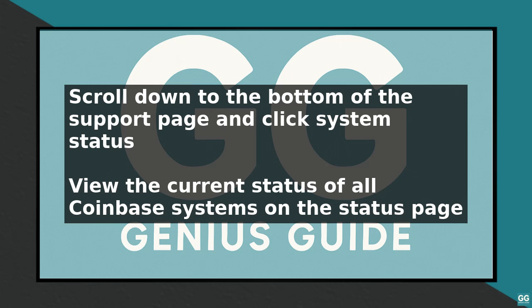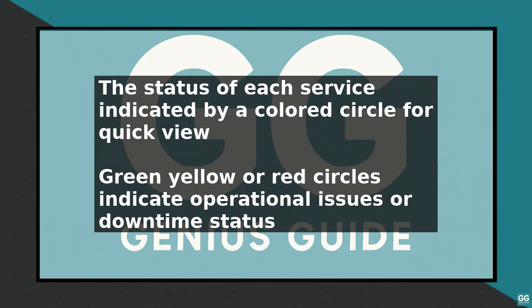The status of each service will be indicated by a colored circle, with green indicating that the service is operational, yellow indicating that the service is experiencing some issues, and red indicating that the service is down. You can also view a history of past incidents and scheduled maintenance on this page.